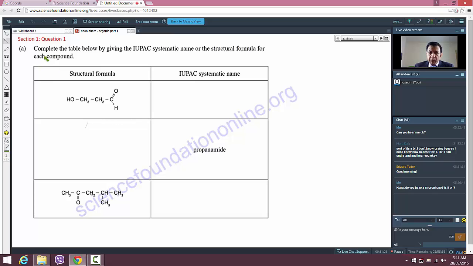Now, question number 1 says, complete the table below by giving the IUPAC, that stands for International Union of Pure and Applied Chemistry, systematic name or the structural formula for each compound. Okay, either the IUPAC systematic name or the structural formula.